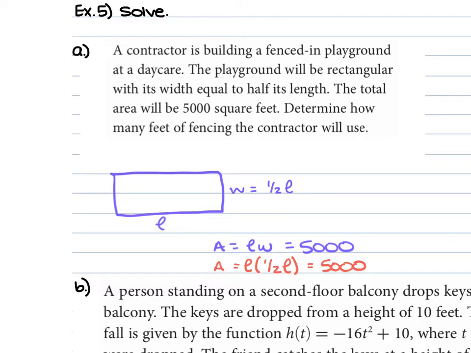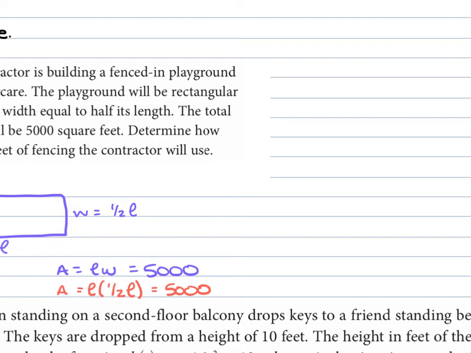So we have to find L, and we have to find 1/2 of L. So we're going to use L times 1/2 L is equal to 5,000. If we multiply these two, we have 1/2 times L squared is equal to 5,000. If we multiply each side by 2, it gets rid of the 1/2 in front of the L squared. So we're just going to be left with L squared is equal to 10,000.